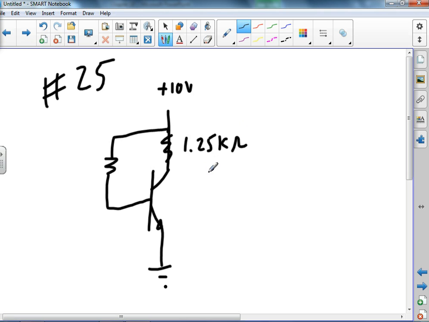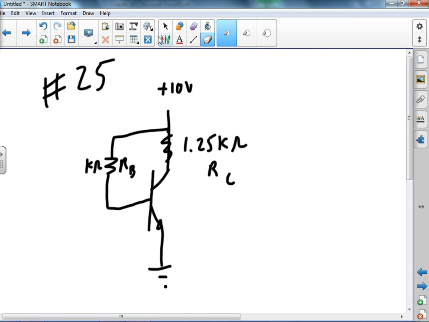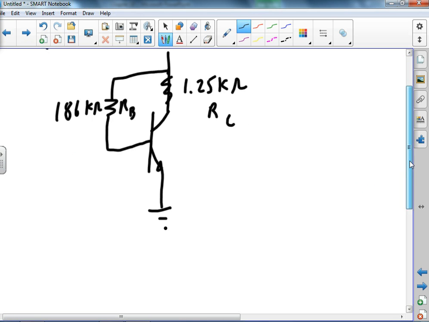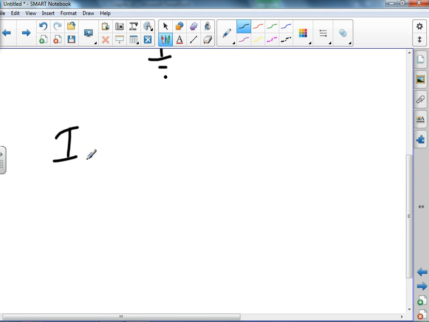Okay, so we have 1.25K, and we got 186K. Oh, it's 186? 186. Okay, and we want to find the Q point. Okay, so ICQ and VCEQ. That's what we're looking for, the Q point.